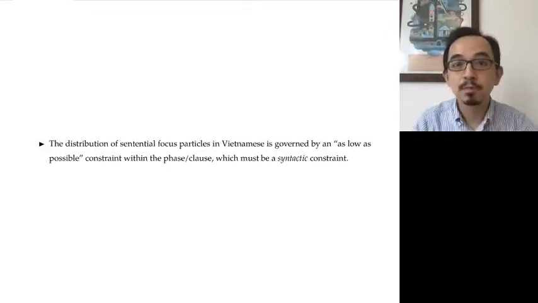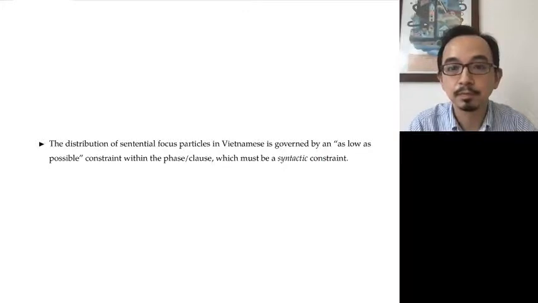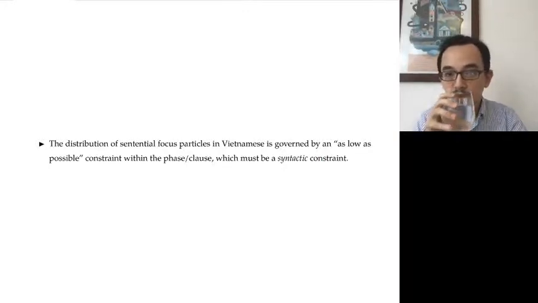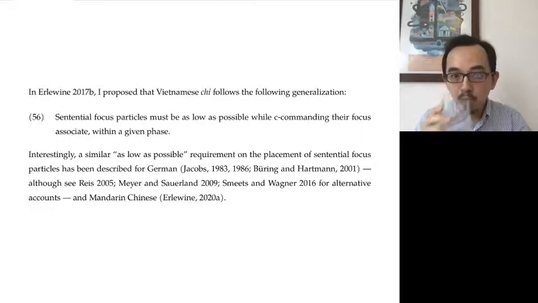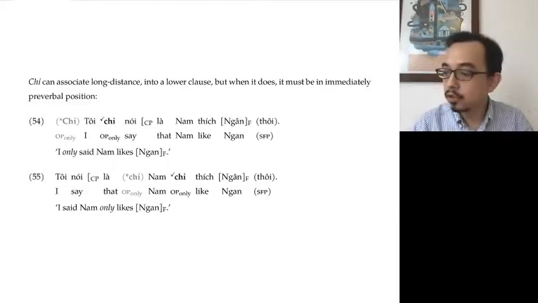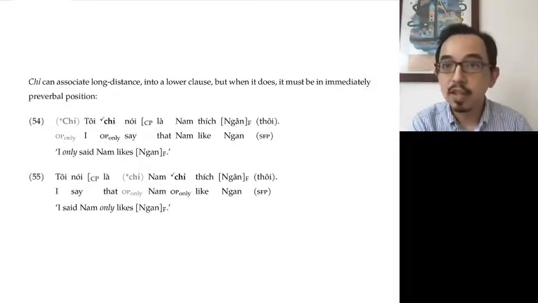Sorry, I have a quick question. So if we're looking at 55, for example, is there a reason, and maybe I missed this, why chi doesn't come up right before nan? Right before the object, is that right?